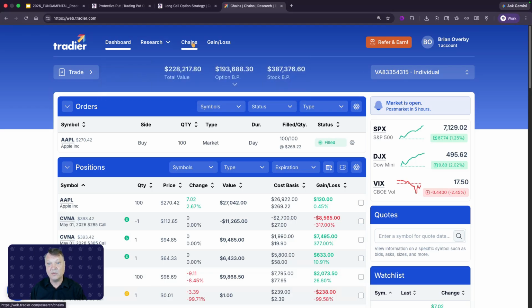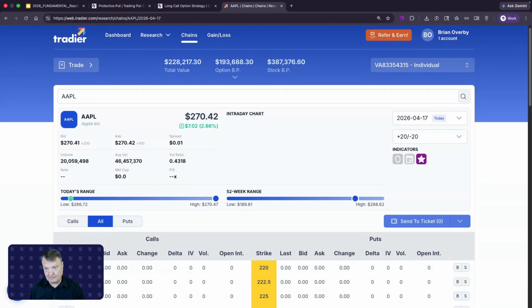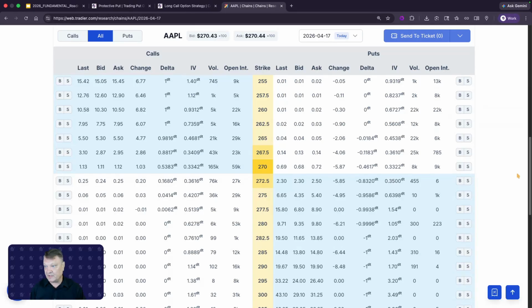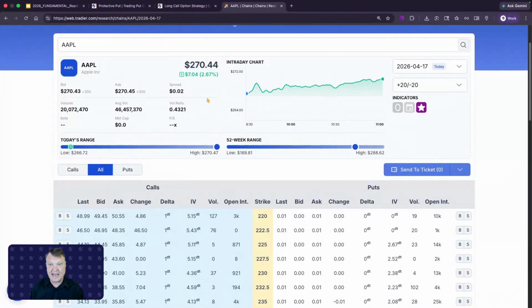Okay, so let's go to chains. We're going to click on this. We're going to type in the underlying symbol. And once we click that, the chains pop up instantly. Now you can scroll up to the top. There's a little bit more information up on top. You see Apple, you see the weekly range, you see a little bit of a chart.